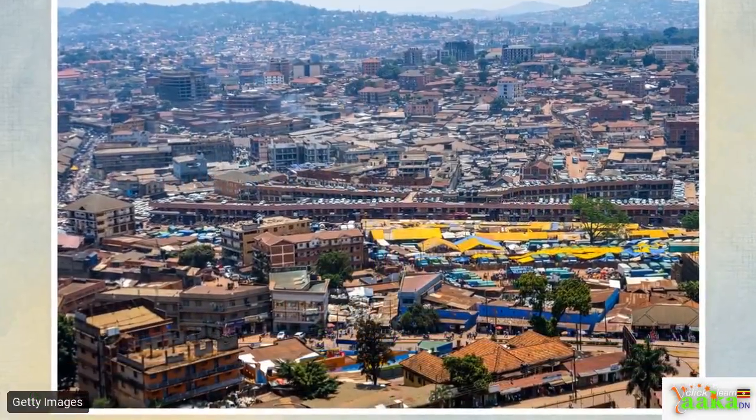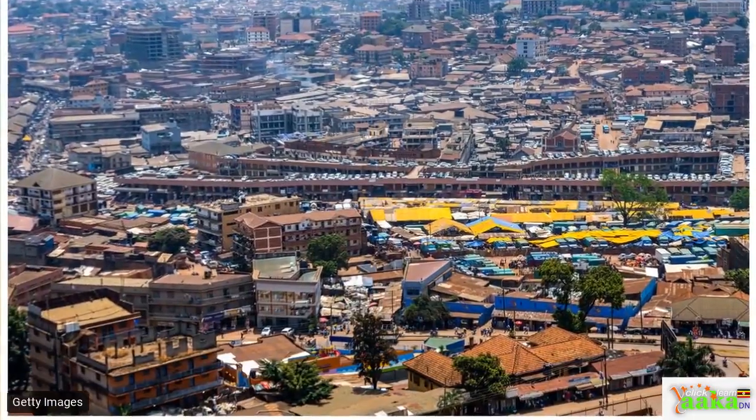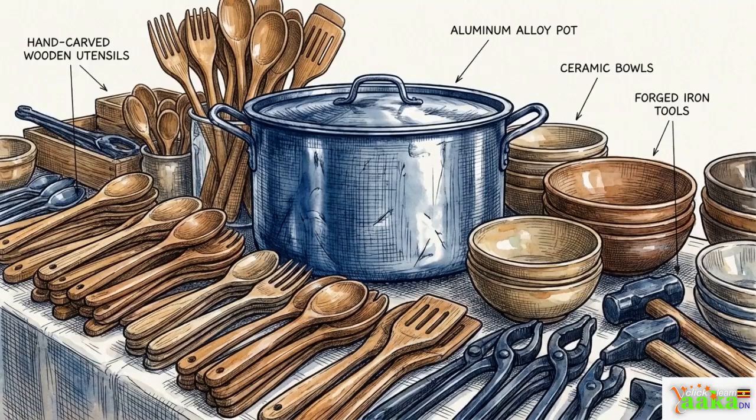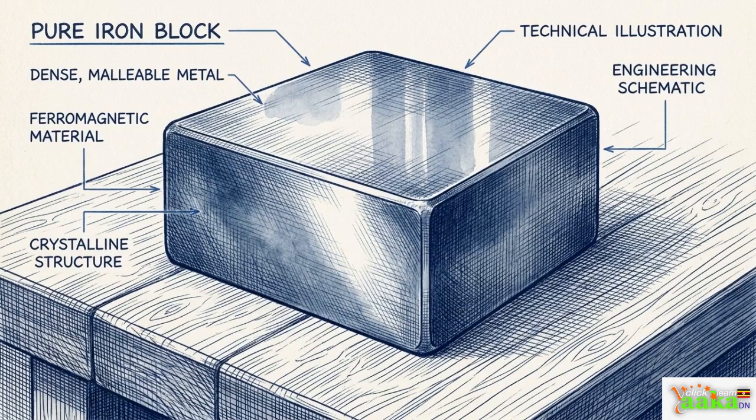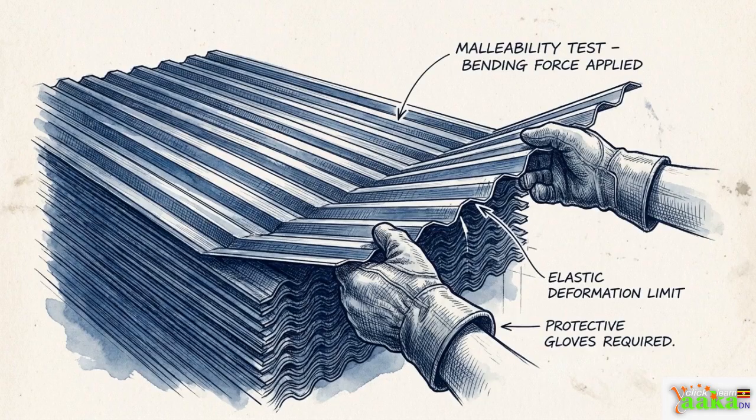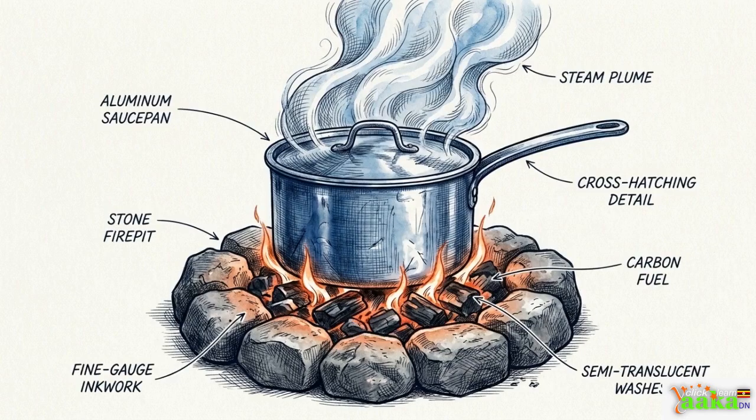Look at a sprawling marketplace like this one in Kampala. Every day, our lives depend on a massive variety of physical materials that all seem to follow different rules. We rely on specific metals because of how they behave. We can hammer iron into thin roofing sheets because it's malleable, and we use aluminum for cooking pots because it transfers heat to our food.